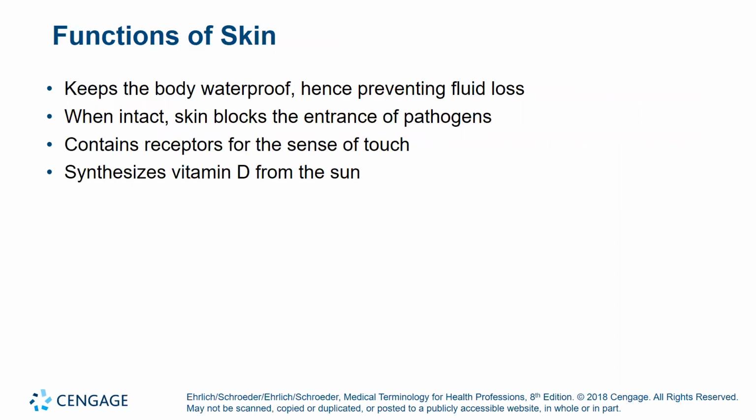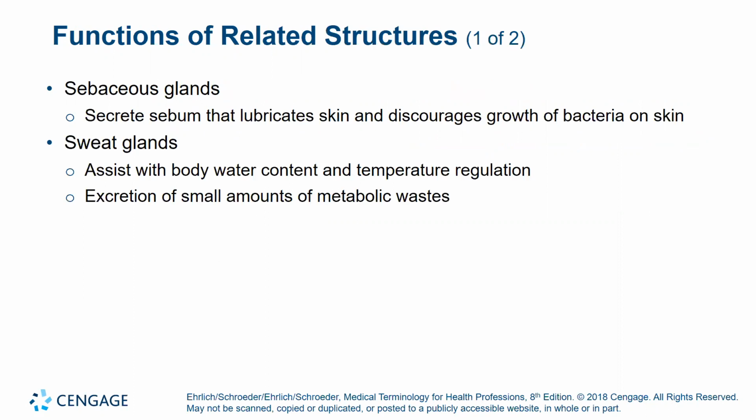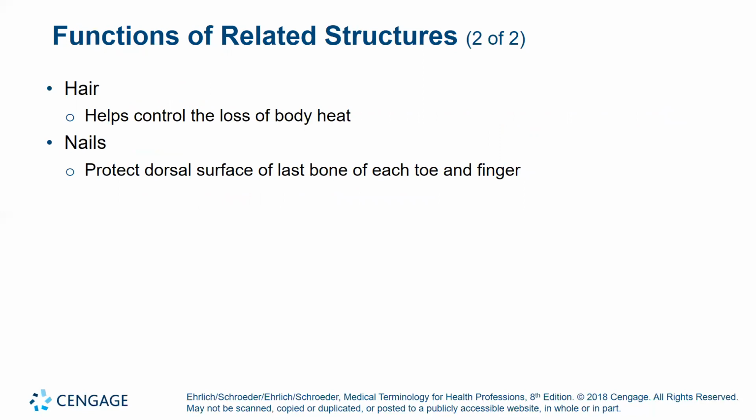So the functions of the skin: keeps the body waterproof, hence preventing fluid loss. When intact, skin blocks the entrance of pathogens. It contains receptors for the sense of touch, and it synthesizes vitamin D from the sun. So the sebaceous glands secrete sebum that lubricates skin and discourages growth of bacteria on skin. The sweat glands then assist with body water content and temperature regulation. Hair helps control the loss of body heat. Nails protect the dorsal surface of the last bone of each toe and finger.